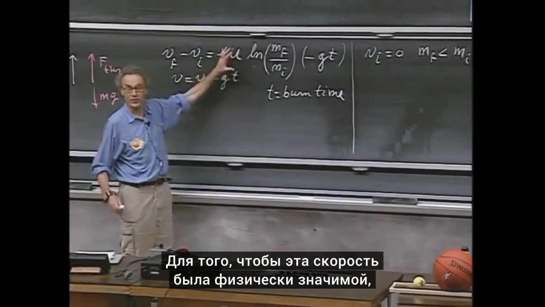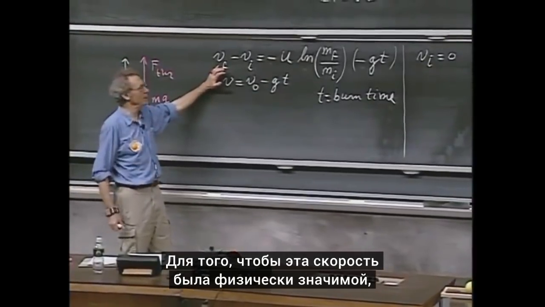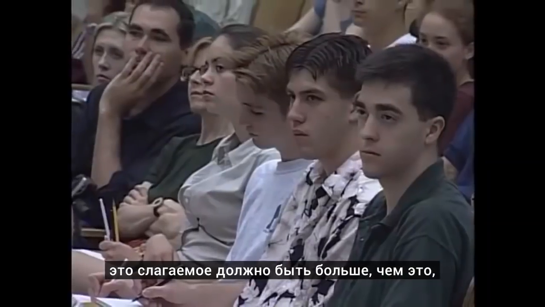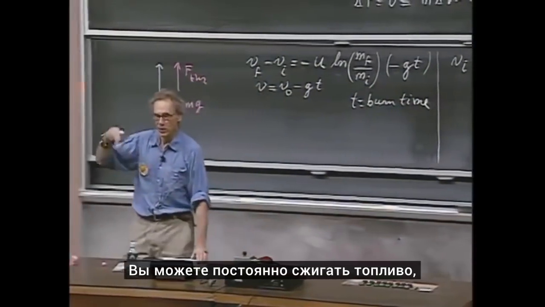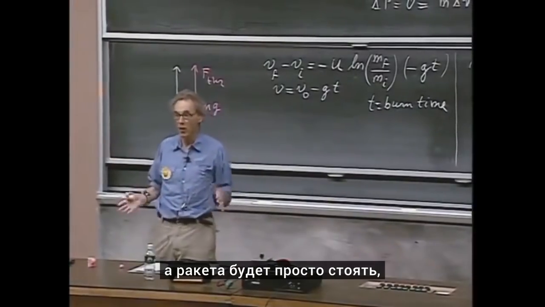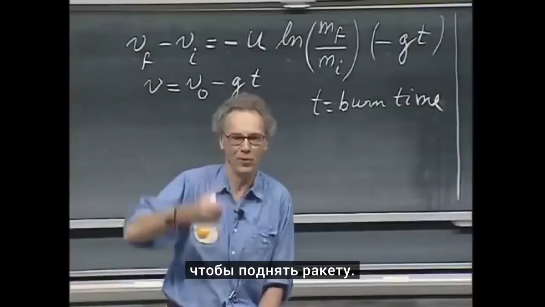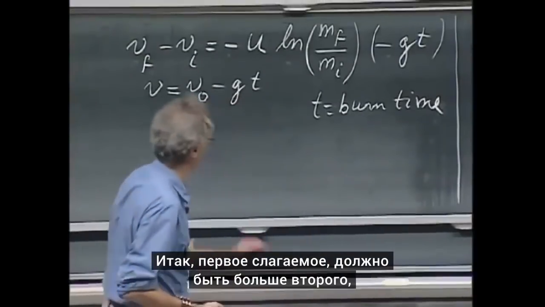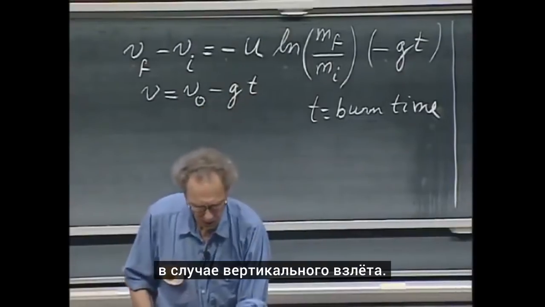Now, of course, for this velocity to be physically meaningful, this term has to be larger than this one, otherwise the rocket won't even go up. You could be spewing out fuel all the time and the rocket would just be sitting there because the thrust up effectively is not enough to lift it off. So the first term has to be larger than the second term in case of a vertical launch.